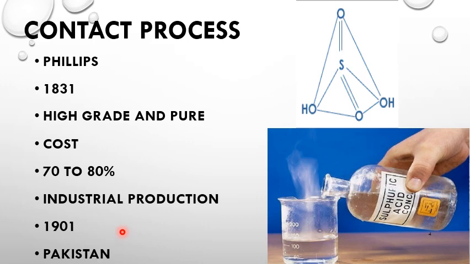Industrial production of this process was operated in 1901. Now, this process is used all over the world, including our Pakistan. 100 tons of sulfuric acid per day is manufactured automatically by the contact process. More consumption of sulfuric acid gives great progress and high prosperity to that country.